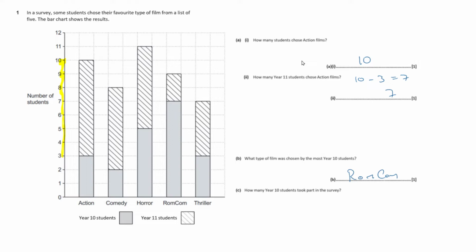And then finally, how many year 10 students took part in the survey? Well, you've got 3 in this bar, 2 here, 5 here, 7 here, and 3 here. So we're going to add those together then, aren't we? So 3 plus 2 plus 5 plus 7 plus 3, what's that equal to? 5, 10, 17, 20. 20 students.